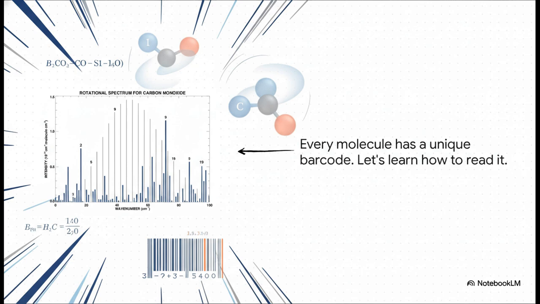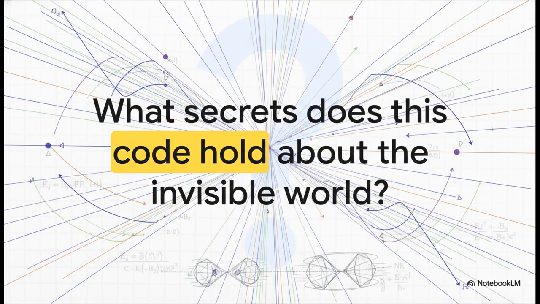What you're looking at here is the rotational spectrum for carbon monoxide. Now, at first glance, it just looks like a bunch of lines, doesn't it? A lot like a barcode you'd find on a product. But this molecular barcode is packed with information. Every single line and the space between them is a clue. So what secrets are locked away in this pattern?